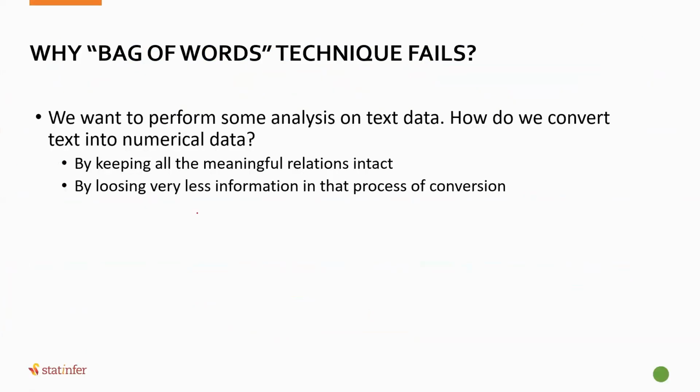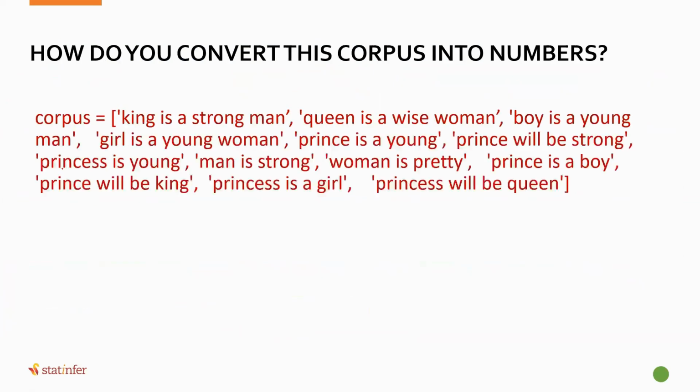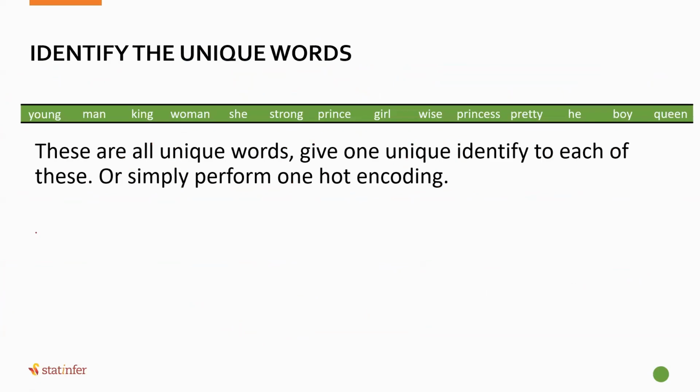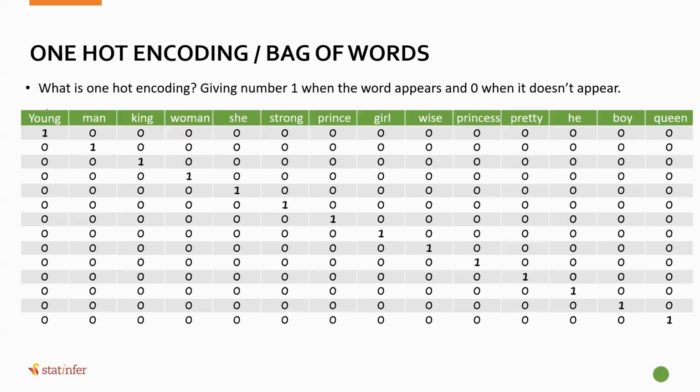There is one more big issue. Here, we cannot really keep the meaningful relations intact. For example, if you have young, man, king, woman, and so on, this bag of words is almost like one hot encoding. You converted young into this vector. It looks like this. And then you converted man into this vector. You converted king into this vector. And then you converted woman into this vector. But the problem here is there's no meaningful relationship which is intact.